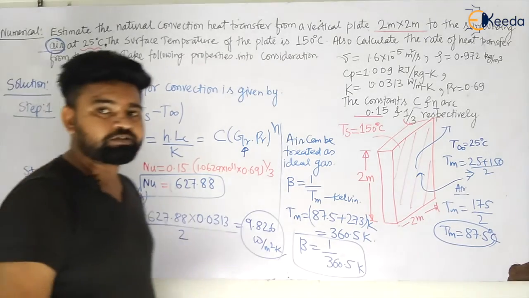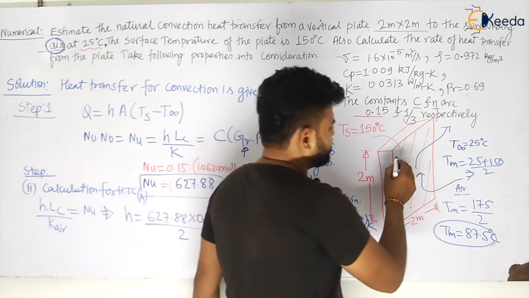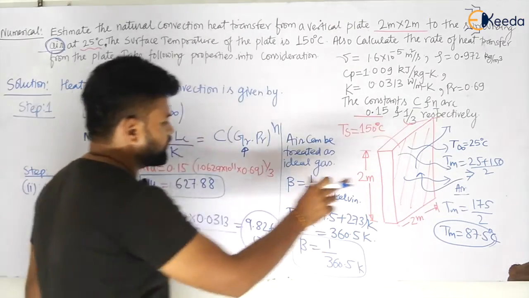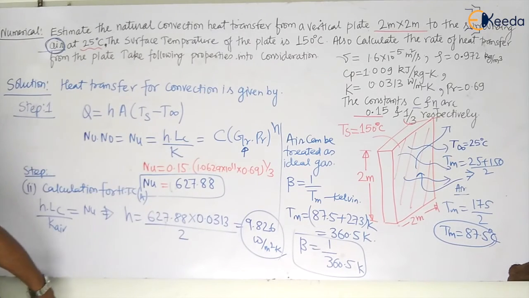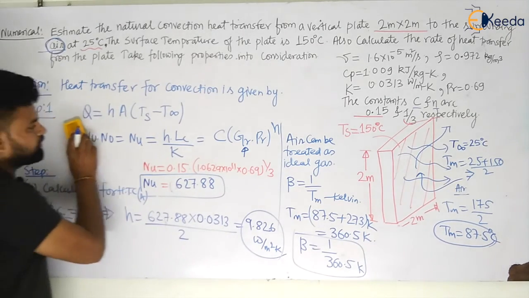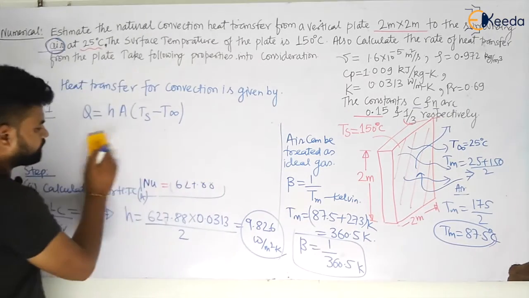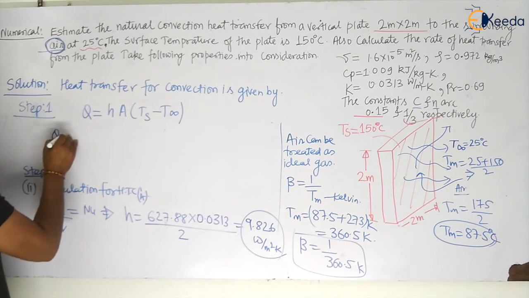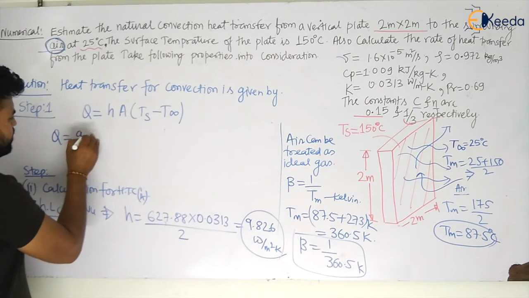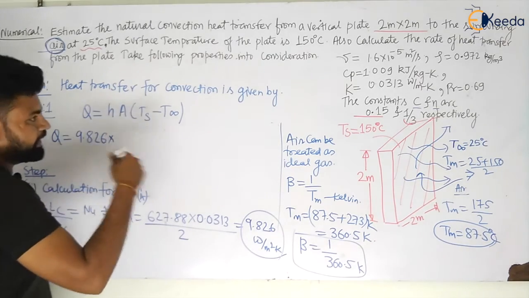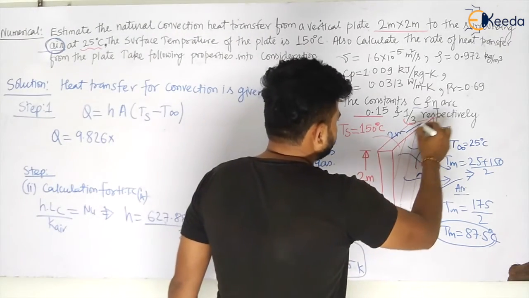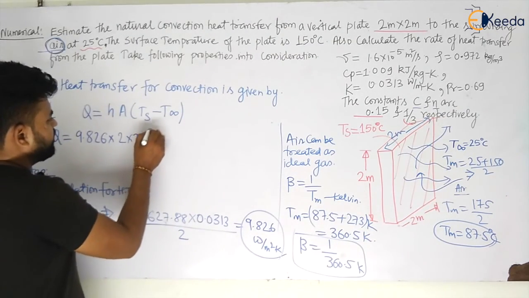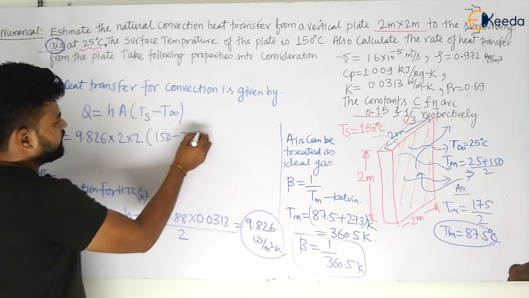Can we calculate the heat transfer? Yes. So what will be the heat transfer from this side? So we can easily calculate because we know the area, we know the temperature difference, and we know now H. So let us calculate the heat transfer, my dear students. So the heat transfer in this case will be given by Q is equal to H, which is given to be 9.826 into area. What will be the area? 2 meter into 2 meter in this direction, my dear students, they have given. So this will be 4, that is 2 into 2 multiplied by Ts, which is 150 minus 25 degrees Celsius.